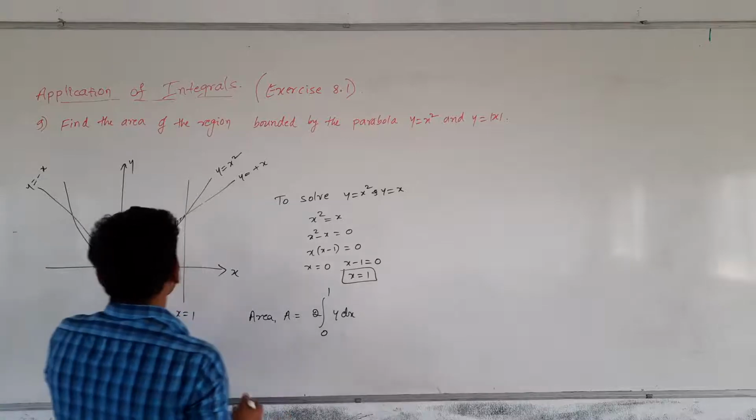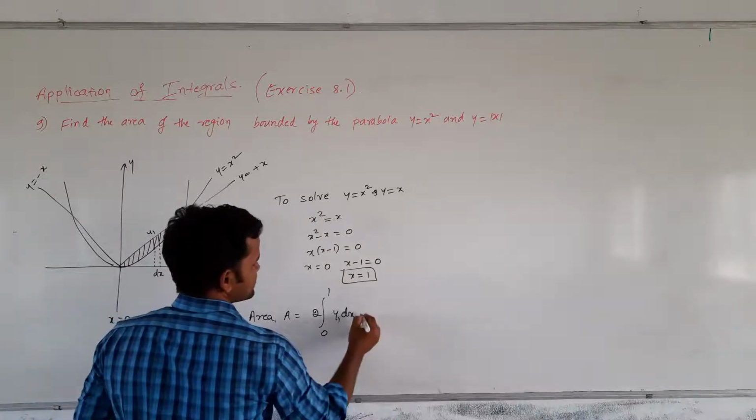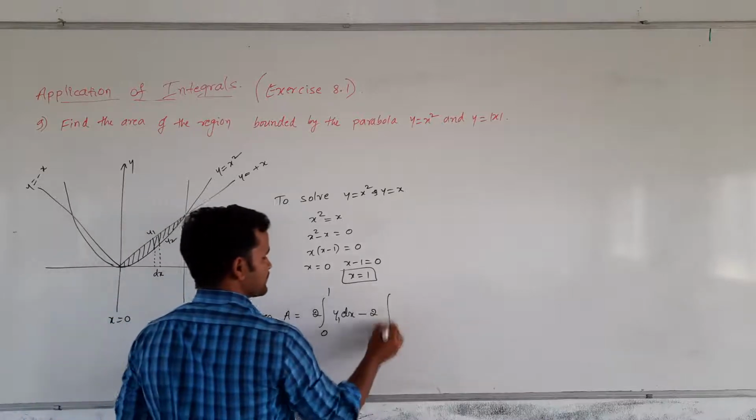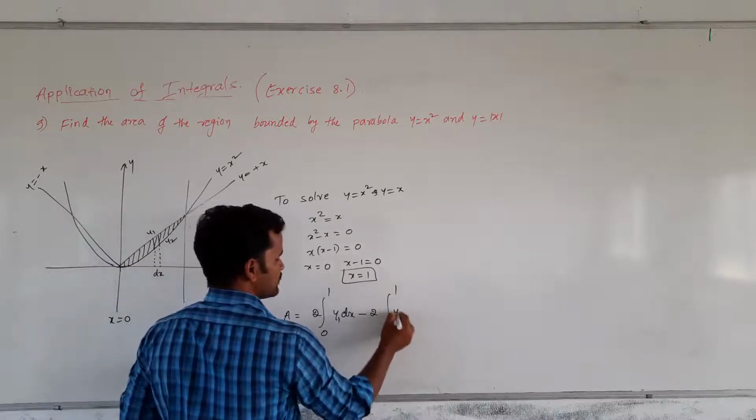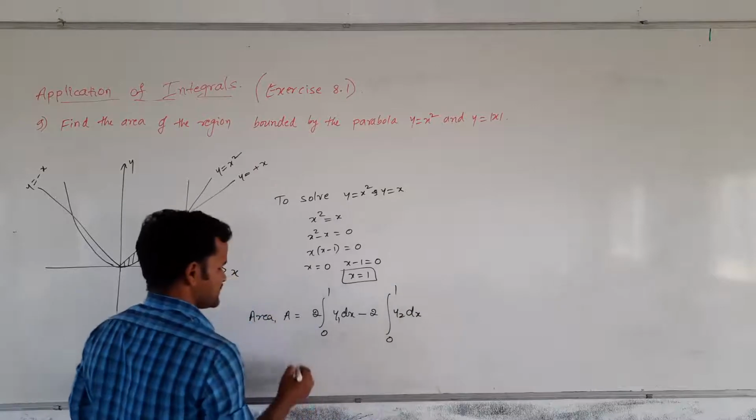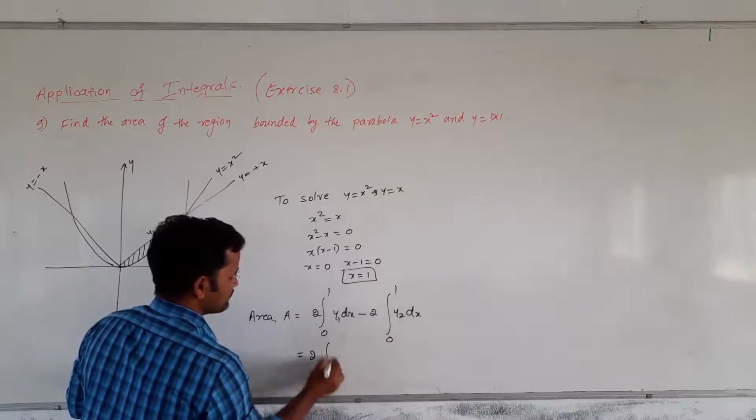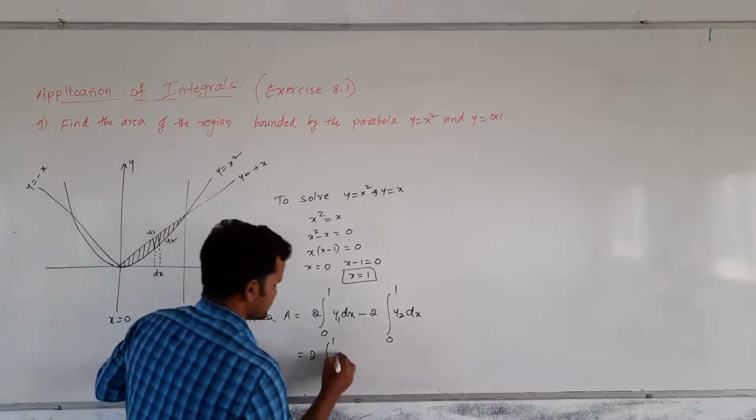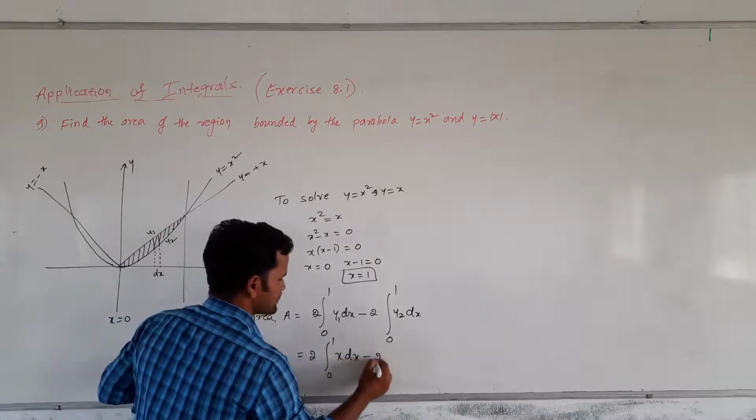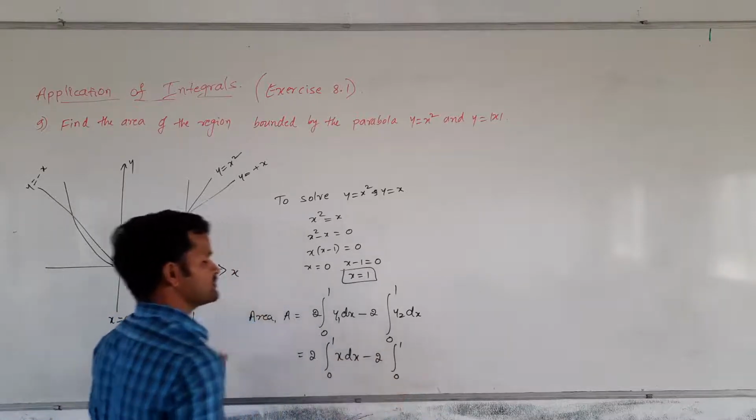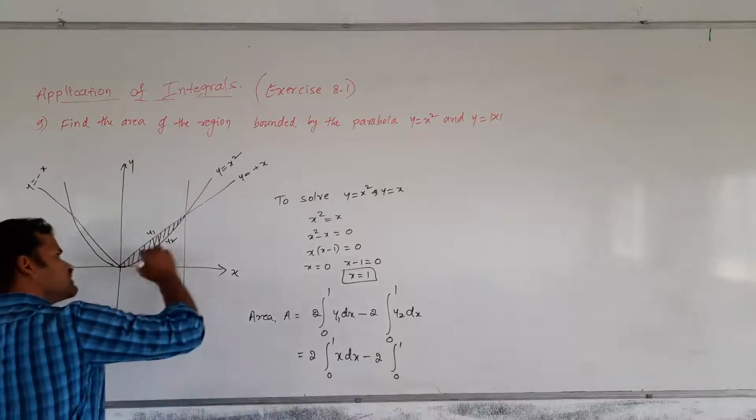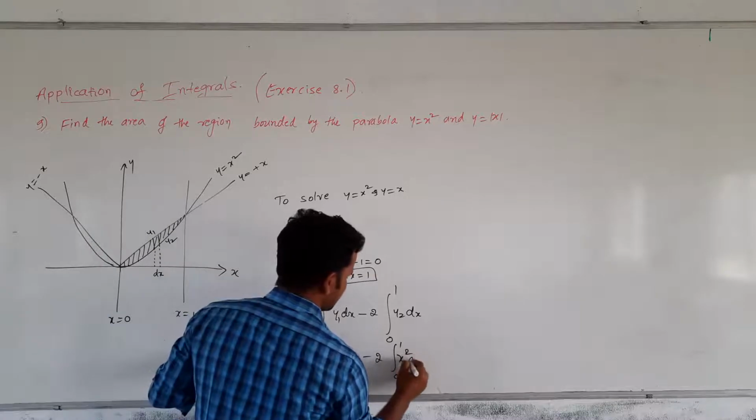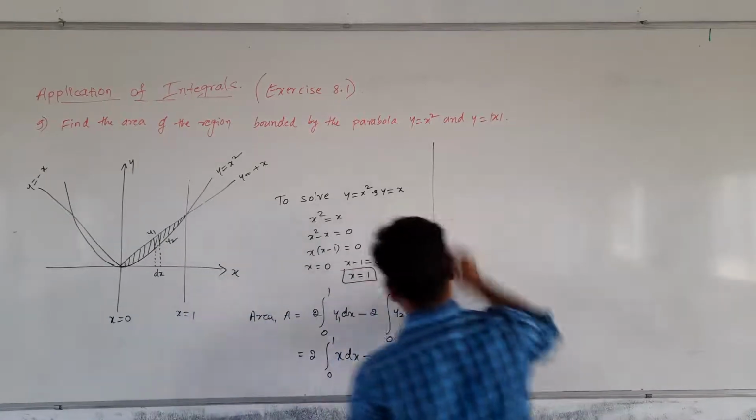So y1 into dx minus, again both sides will be included, 2 times integrating from 0 to 1 y2 into dx. What is y1? See, this line y is equal to x, into dx, minus 2 times integrating from 0 to 1 y2. This lower one is y2, means it is x square into dx.